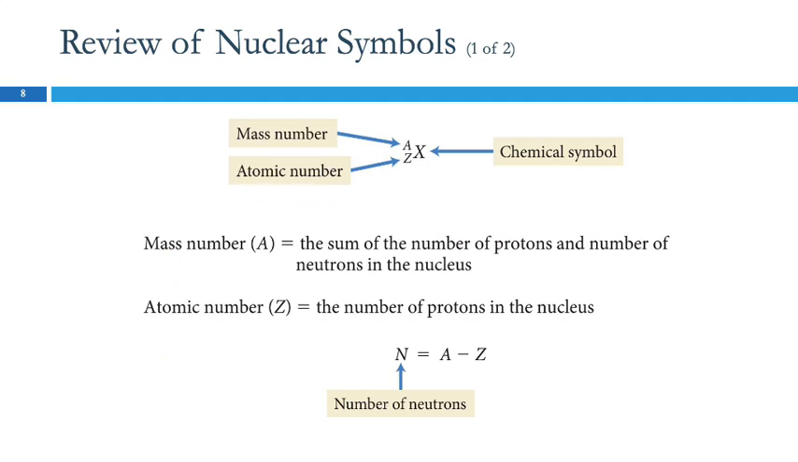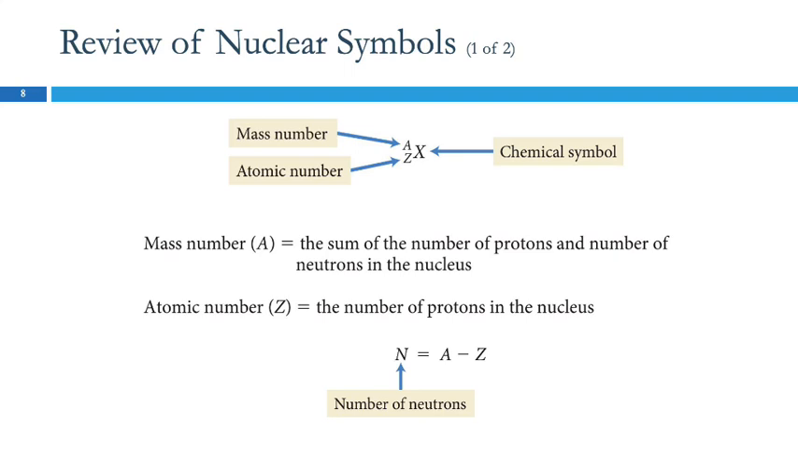The atomic number, often represented as Z for reasons related to the German language, is the number of protons in the nucleus. So that number is on the periodic table with the element symbol. The mass number is the number of protons and the number of neutrons in the nucleus of that particular atom.